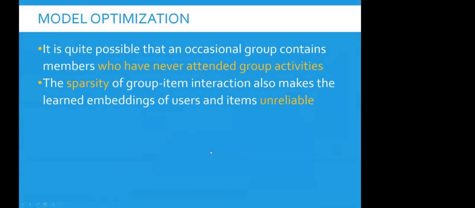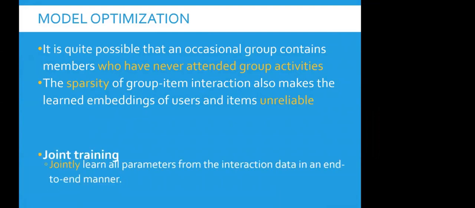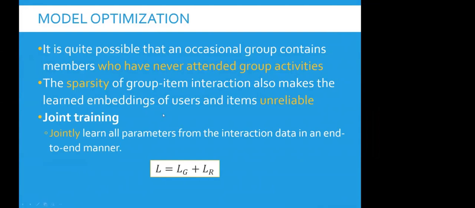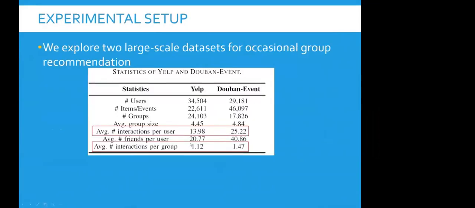As we have mentioned before, it's quite possible that an occasional group contains members who have never attended group activities. The sparsity of group atom interaction also makes the learned embeddings of users and atoms unreliable. To overcome the above challenges, we jointly learn all the parameters from the interaction data in an end-to-end manner. To evaluate our proposed method, we explore two large-scale datasets for occasional group recommendation, that is, the EOP and Douban Event datasets.